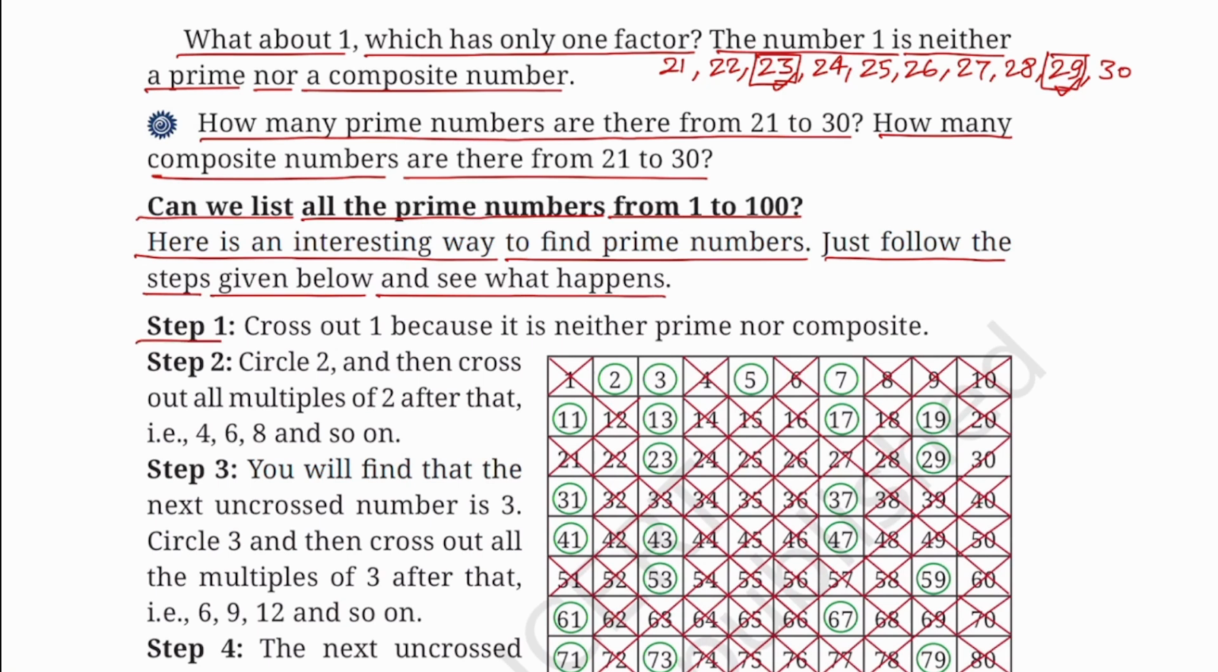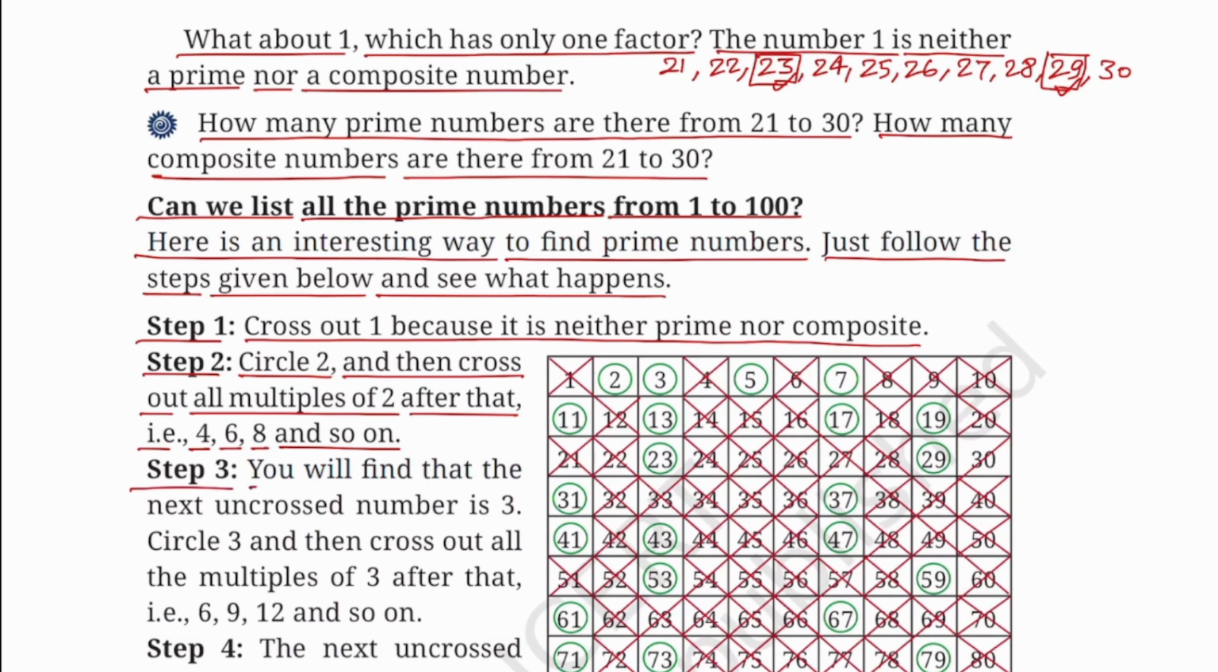Step 1. Cross out 1 because it is neither prime nor composite. Step 2. Circle 2 and then cross out all multiples of 2 after that. That is 4, 6, 8 and so on.